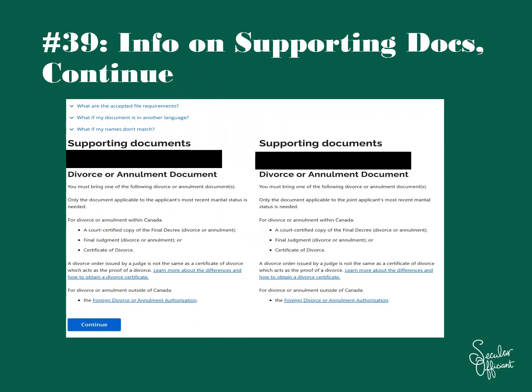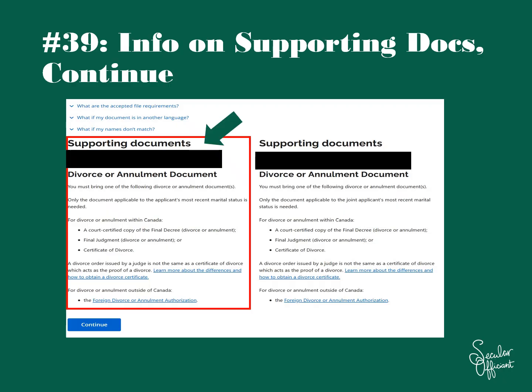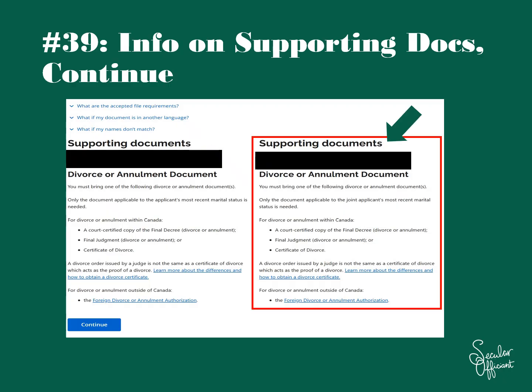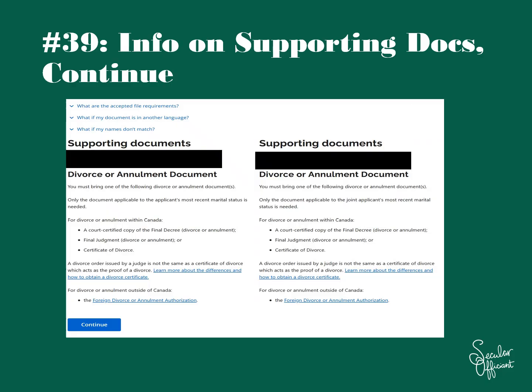When you scroll further down the page, there is general information on the supporting documents that are needed, because it was indicated that you and your partner were previously married. The application does not specify which divorce documents that each of you will need to bring. As a reminder, if divorced in Canada, you will need to bring one out of the three documents: the final decree, the final judgment, or a certificate of divorce. If divorced outside of Canada, you will need to bring the foreign divorce or annulment authorization. Step 39 is clicking the Continue button to move to the next section.